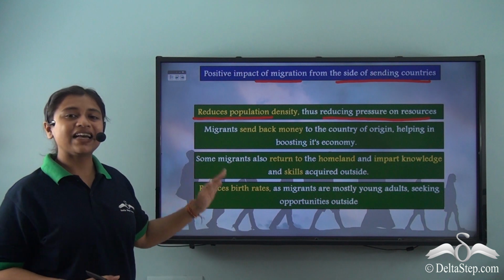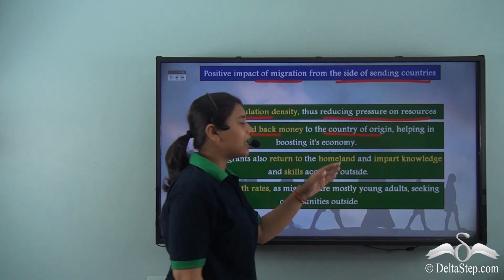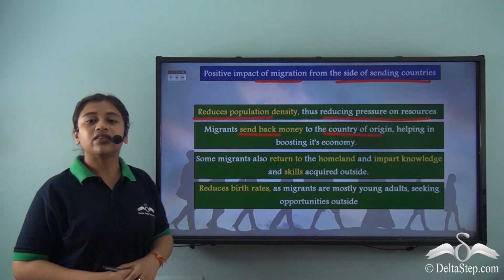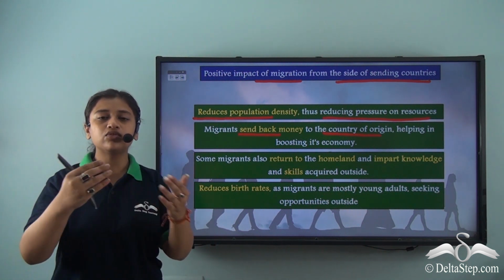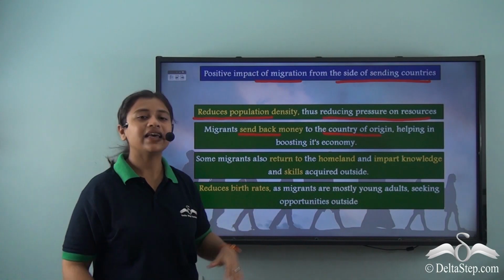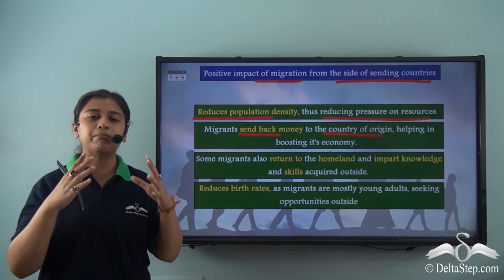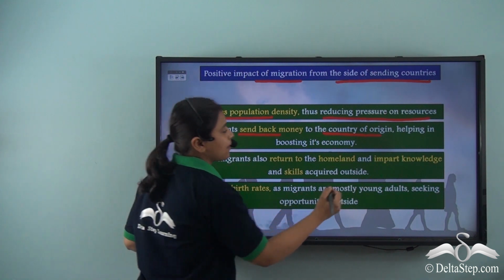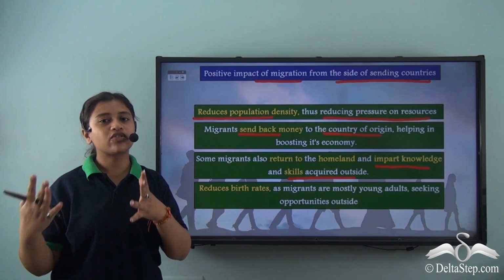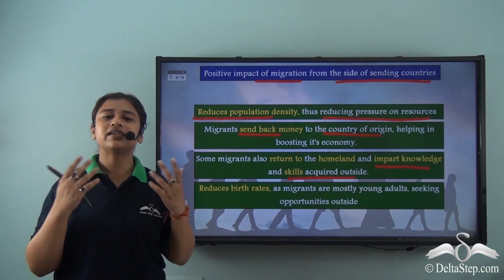Now secondly, migrants send back money to their country of origin, helping in boosting its economy. So as we just saw in the video earlier, the potential migrants who move out of the country of origin send back enough money to their home country, which helps in boosting the economy. Thirdly, some migrants also return to the home country to impart the same knowledge and skills acquired outside. Now this helps in the intellectual growth of the population or the aspirants who want to go out, and it also helps in the overall development of the nation.